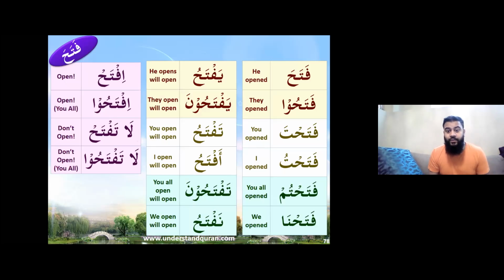Similarly here, this is a great table for revision, where you see on the right side, you have the madi, the past tense, in the middle is the mudari, the imperfect tense, that was happening now or in the future. And on the left-hand side, we have the amr, the command form. So it's fataha, fatahu, he opened, they opened. Fatahta, fatahtu, you opened, I opened. Fatahtum, fatahna. So remember, ta, tu, watch the fingers, tum, na.